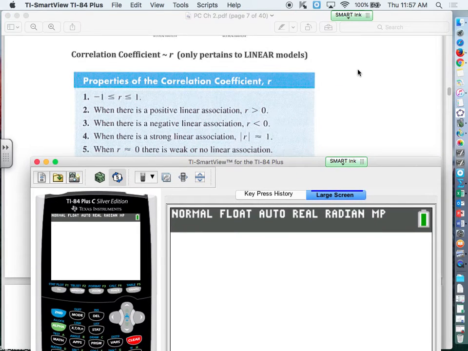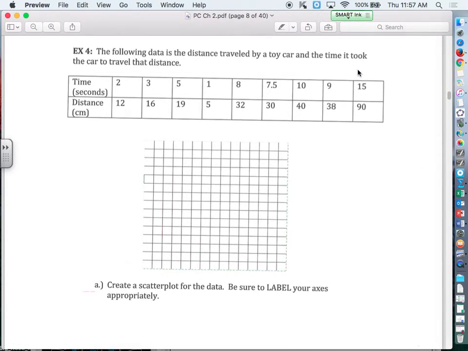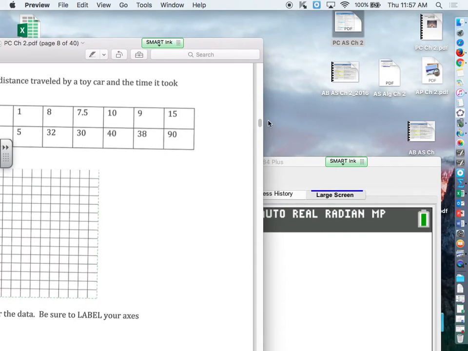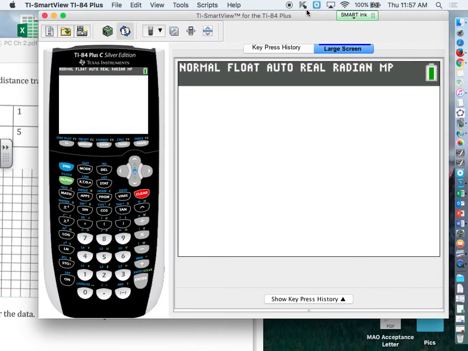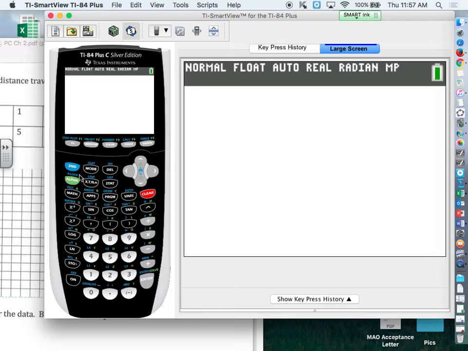So let's look at the example first, and then we'll go back and pull the calculator up. So we have a little toy car that is traveling in seconds, and we're going to measure the distance it travels over different time intervals. So that's the data that we're looking at. We're going to go through with the calculator. I think you can probably sketch a scatter plot by hand, but we're going to set the calculator up to do this. So if you pull up your calculator, we're going to set this up so we can create a scatter plot.